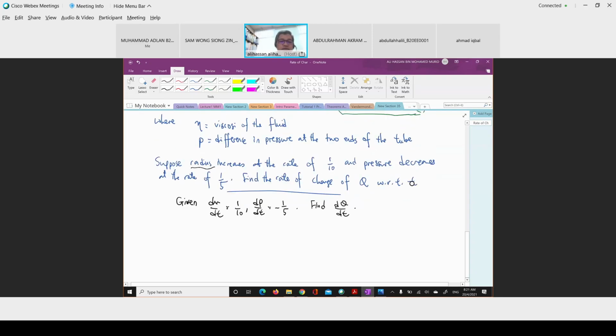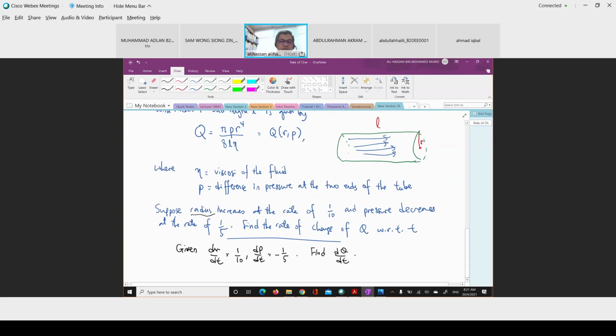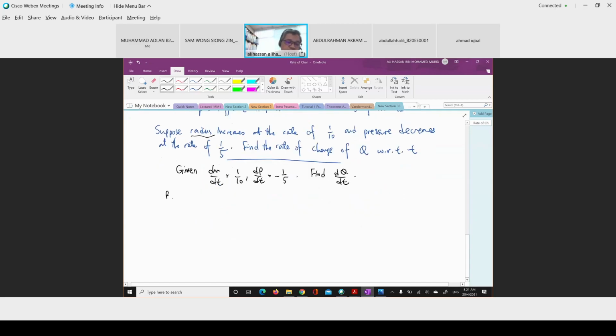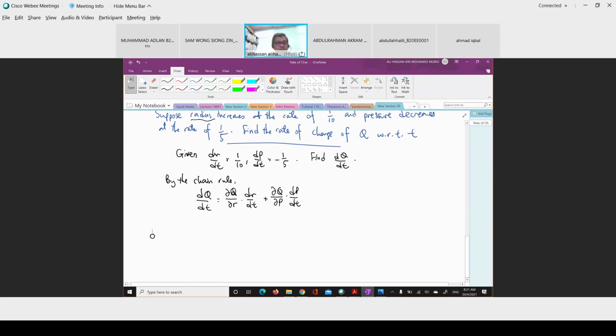So Q is a function of R and P here, right? So by the chain rule, dQ/dt is partial Q partial R times dR/dt plus partial Q partial P times dP/dt. Okay, this is the chain rule formula for dQ/dt here.